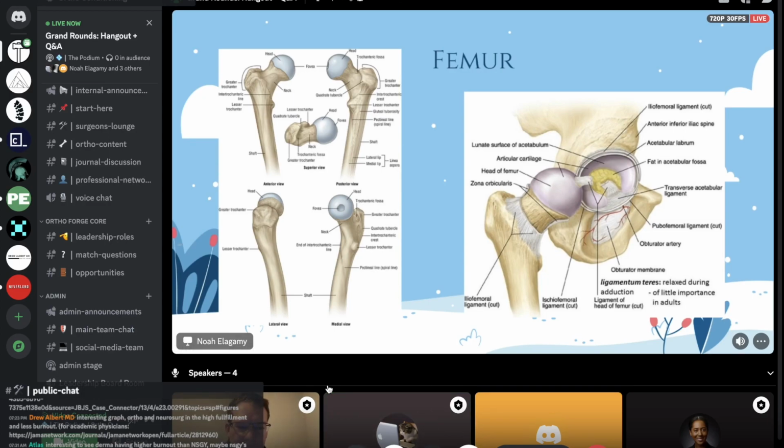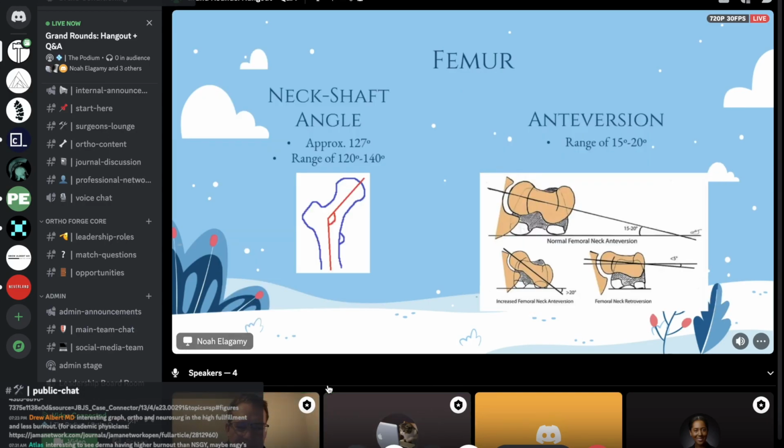Just let me know. Cool. Sounds good. Another important concept to understand, and this is a little bit more for the realm of joint replacement, but it's still an important topic nonetheless, is neck shaft angle and femoral anteversion. And I struggled with this a little bit when I first started rotating on the orthopedic service as a medical student, but with a few diagrams, it is pretty easy to conceptualize.